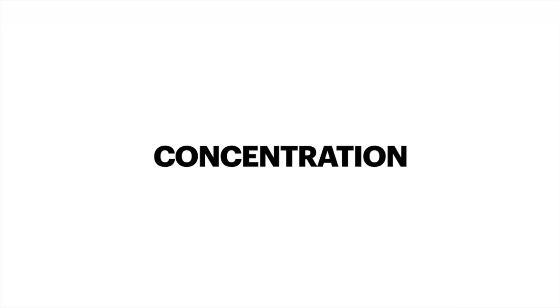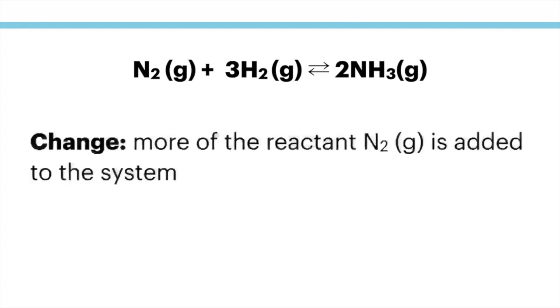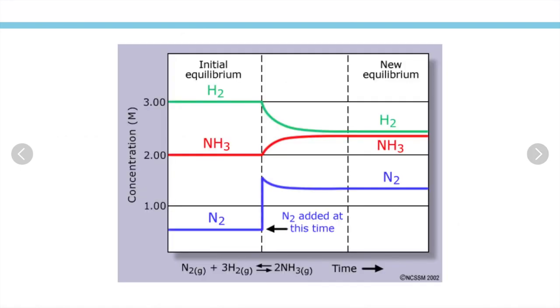So first let's look at concentration. Suppose we have the following reaction. This is the synthesis of ammonia, and it's at equilibrium. And let's say that more nitrogen gas was added. What will be the outcome? Well, Le Chatelier's principle says that the system will move to counteract the change. So if nitrogen gas was added, the system will shift to the right, towards the products. And since the equilibrium position is shifting towards the products, the concentration of ammonia will have increased and the concentration of hydrogen gas will have decreased.